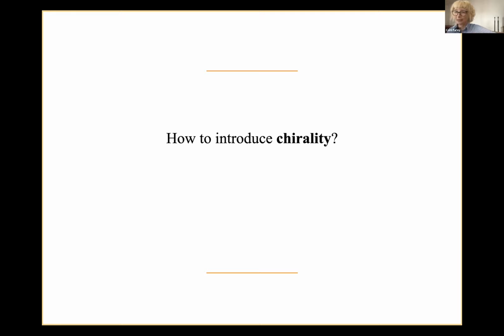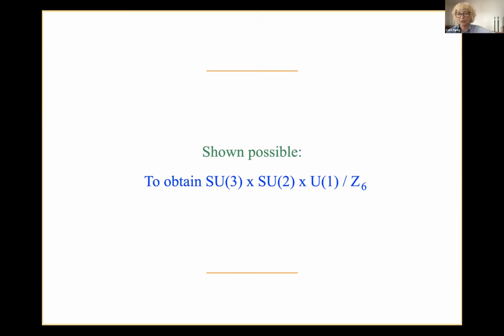Now, the second challenge is how do we introduce three generations in a natural way? So again, it's difficult to find a mathematical structure which will do this for you automatically. To describe the situation in a nutshell, many authors have shown that it's possible to characterize the standard model's gauge group algebraically. So it's possible to characterize SU(3) cross SU(2) cross U(1) over Z6 division algebraically. But what's more difficult is getting the representations right.